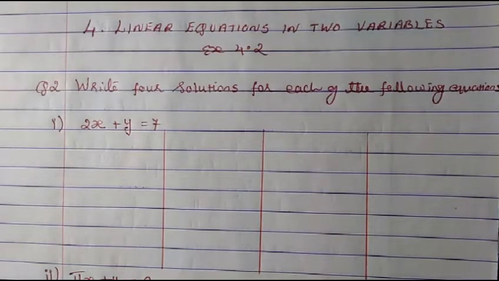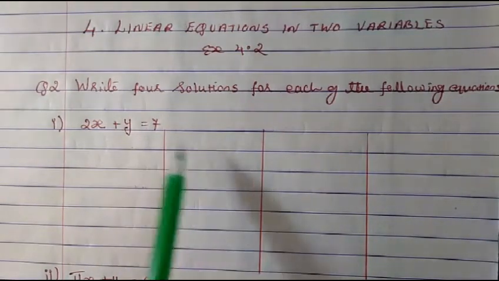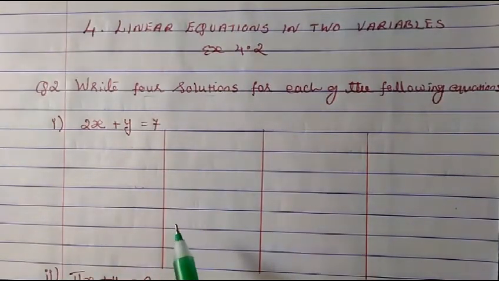Today we are going to study from class 9 chapter 4, linear equations in two variables, exercise 4.2 question 2. Write 4 solutions for each of the following equations. So there are 3 equations given to us. For each equation we have to find out 4 solutions.